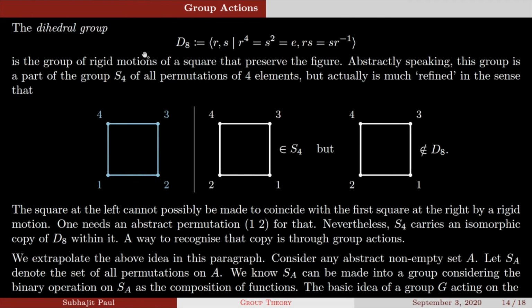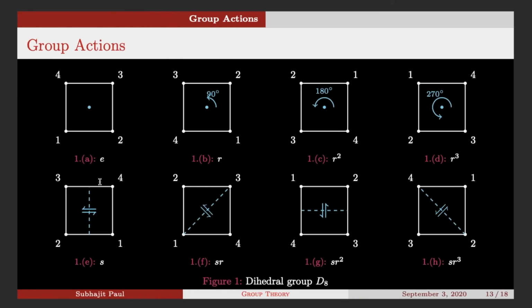Let's go back to this example of the dihedral group again. The dihedral group has two generators, and the elements are this way: E, R, R square, R cube, S, SR, SR square, and SR cube. These are the elements.